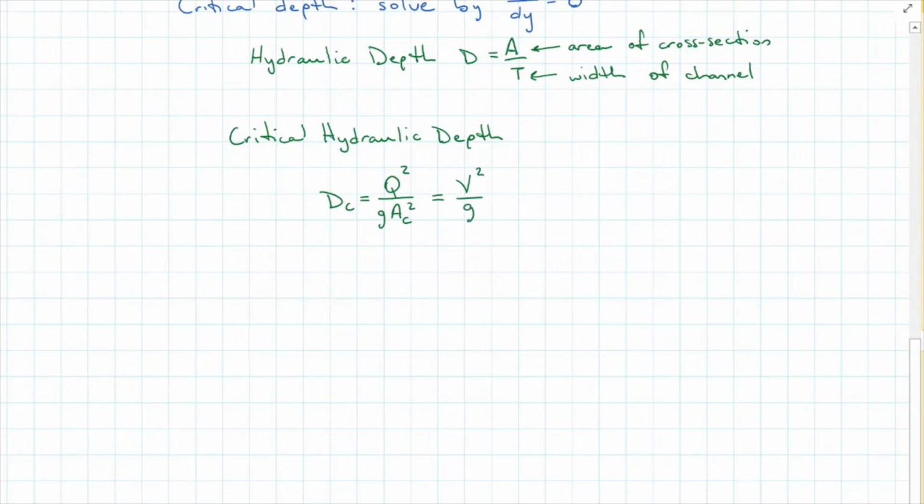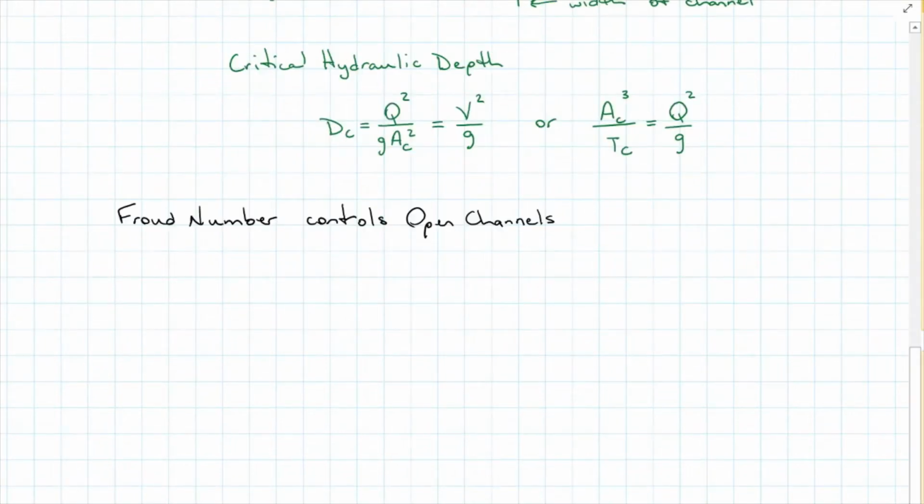We can rearrange this to our critical area cubed over the channel width equals the flow rate squared over g. So that gets everything into flow and area and takes care of that velocity, which is equal to flow divided by area. Remember that Froude number controls open channels. So when the Froude number is equal to 1, this is critical flow.